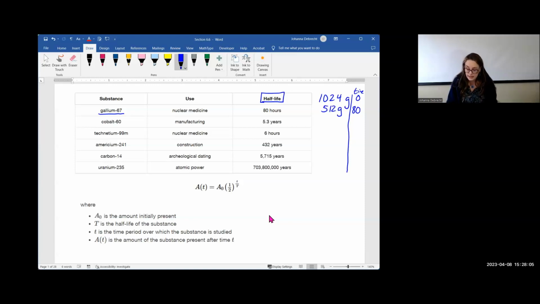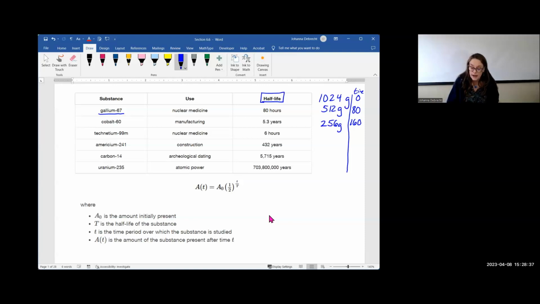Now, another 80 hours goes by, and you may say, well, then I'm safe, right? Because then another 512 stops being radioactive. That's not how half-life works. Half of what was there the last time the time period changed is no longer radioactive. So it's half of the 512, which means that I still have 256 grams, plenty to kill you, still radioactive.